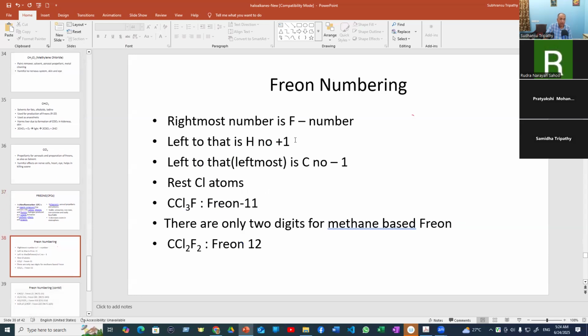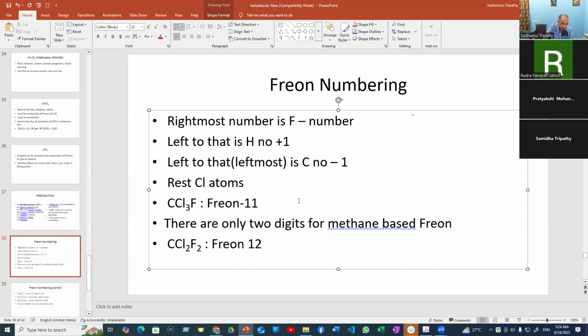Now see how we will understand this. This is important for your examination. How we can understand the Freon number, the numbering system. Freon 12, Freon 22, Freon 122, and so on. So there are three numbers actually. The rightmost number is the number of fluorine atoms present in that molecule of chlorofluorocarbon.